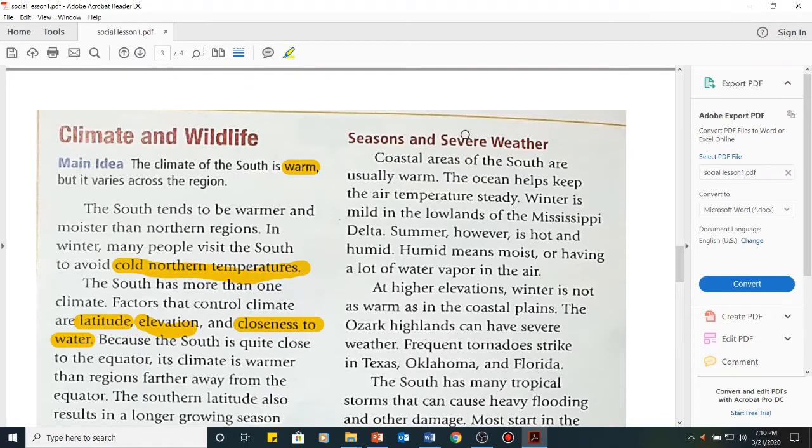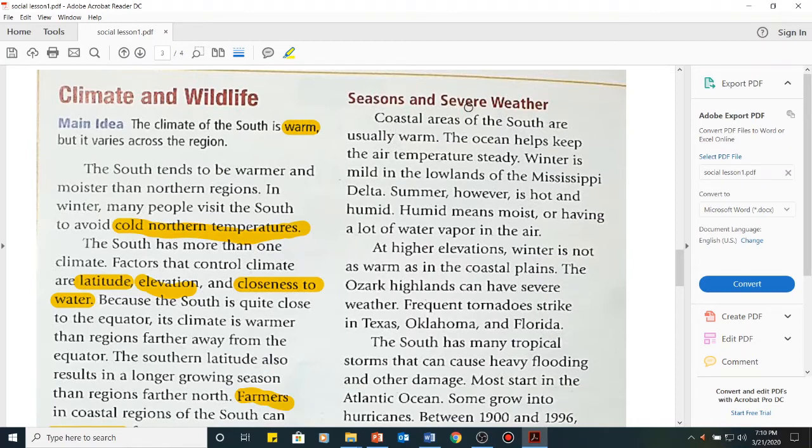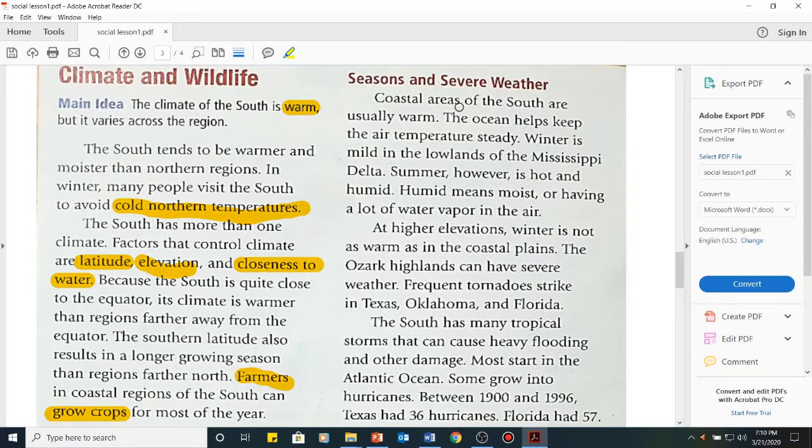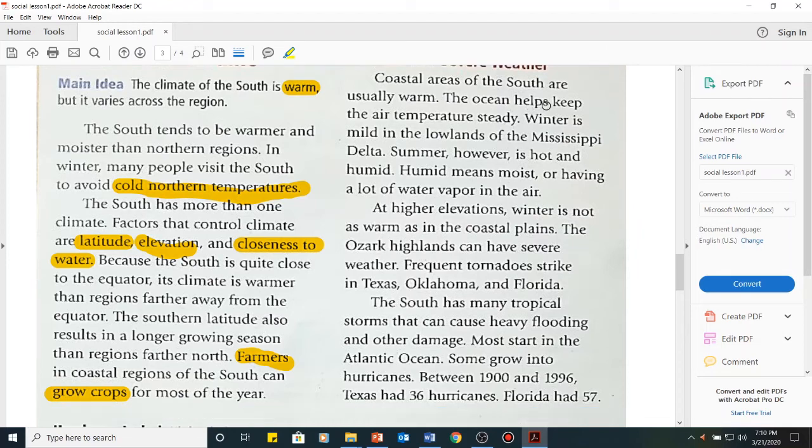Next, seasons and severe weather. Coastal areas, again, the South is very close to the Atlantic Ocean. So remember, there are hurricanes here that happen every year. Coastal areas of the South are usually warm. The ocean helps keep the air temperature steady.